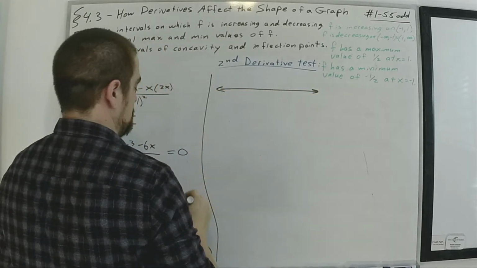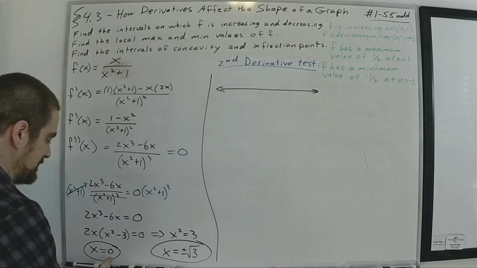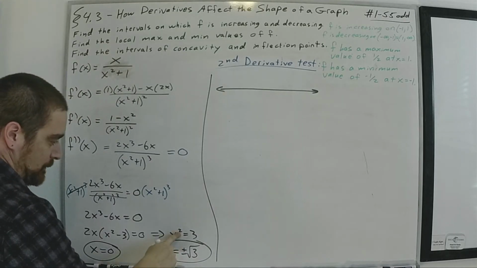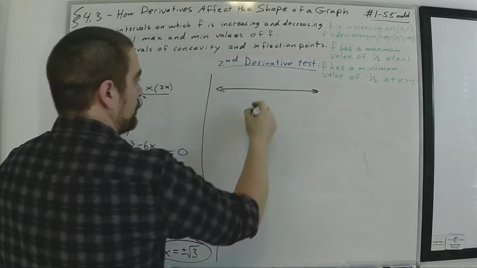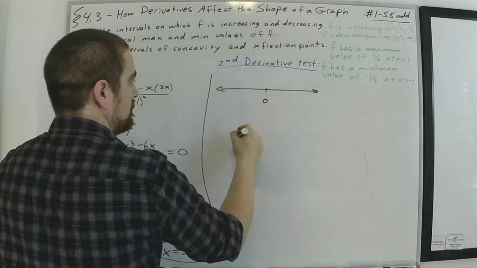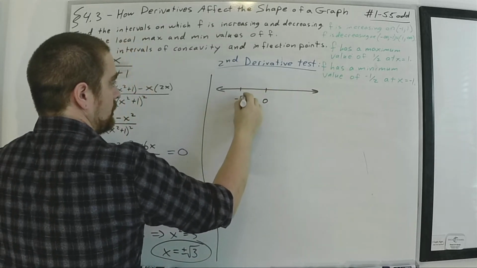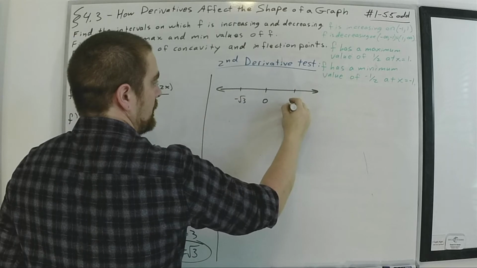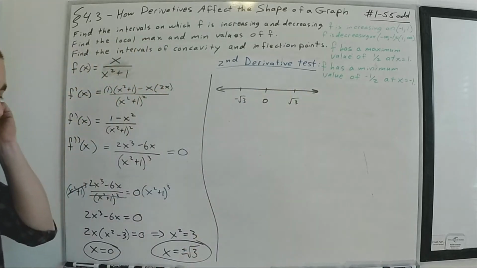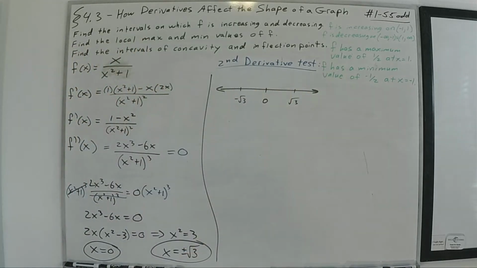Some people like to do it differently. I've got 3 values. I took the square root, so I need positive and negative square root of 3. So I'm going to put 0 in the middle, negative root 3 over here on the left is 0, and positive root 3 over there on the right is 0.